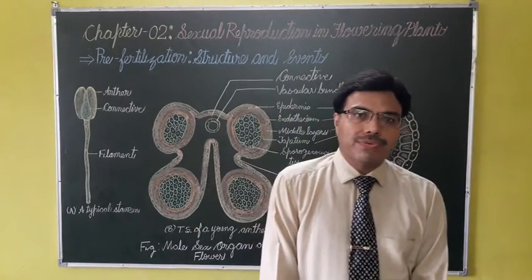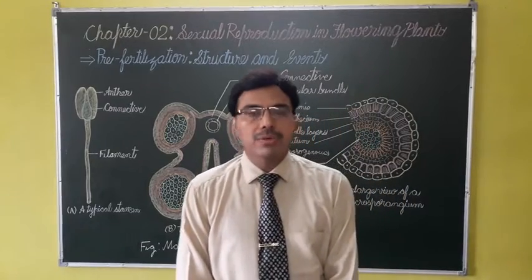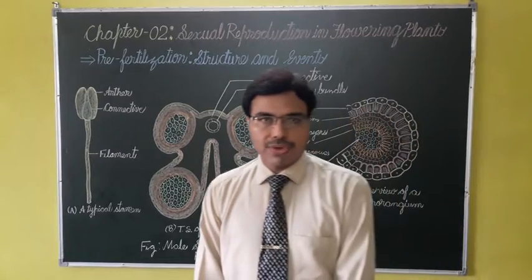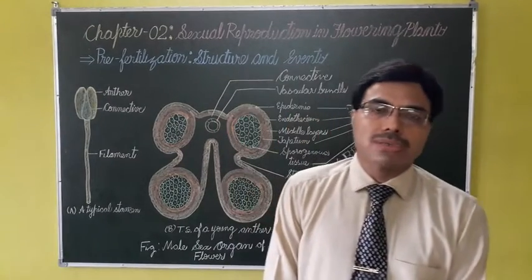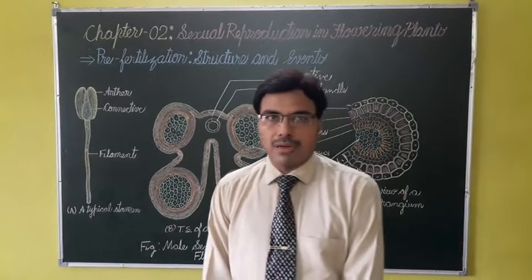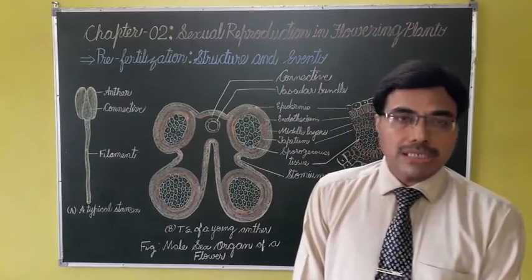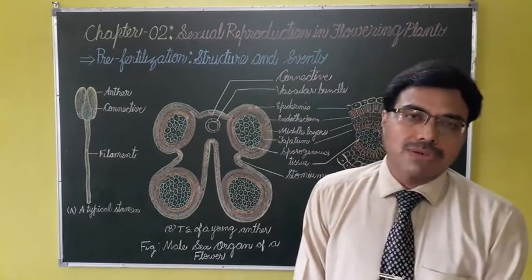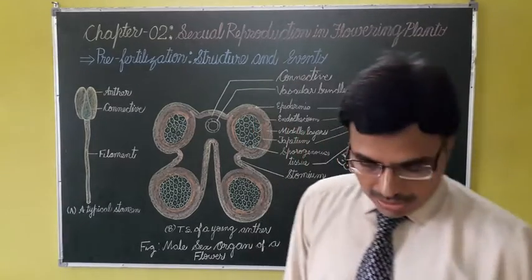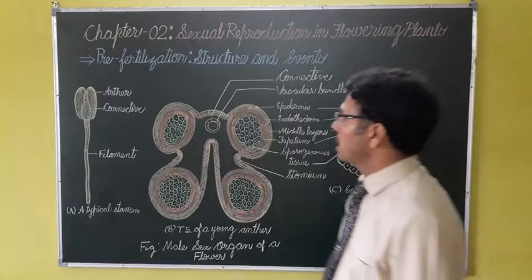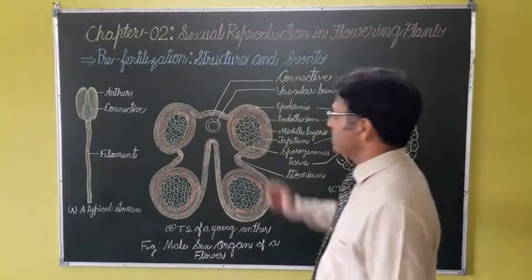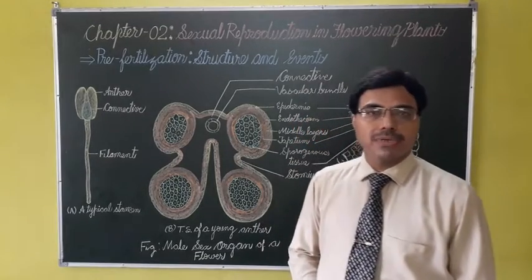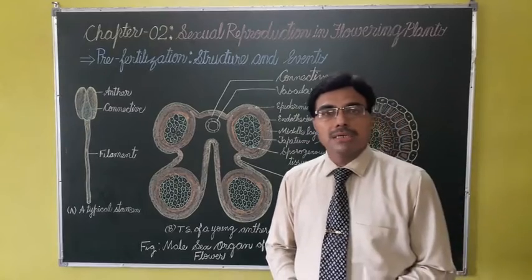In continuation of lecture 1 of chapter 2, that is sexual reproduction in flowering plants. Today we will focus on the sex organs of a typical flower, because sex organs are actually responsible for the formation of gametes, and these gametes take part in the sexual reproduction. So today's topic will be pre-fertilization, structure and theories. Students, when we talk about the male sex organ of a typical flower, then obviously it is the stamen.